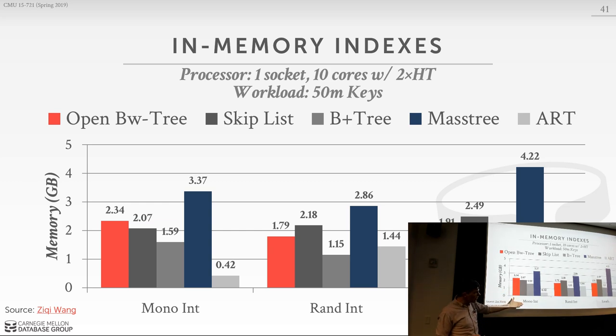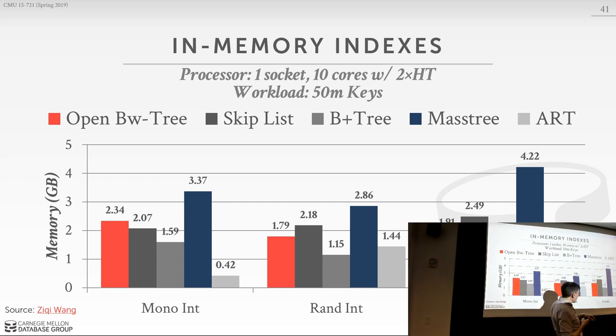So the main takeaway from this is that the ART index crushes everything with the exception of random ints. I forget why the B plus tree does pretty well here, right? But in the case of monotonically increasing integers, it's significantly smaller than everyone else, right? Because you're inserting keys in increasing order, those keys are going to be very similar to each other, right? Because it's just plus one, plus one, plus one, and it can pack a lot of data into a small number of nodes here.